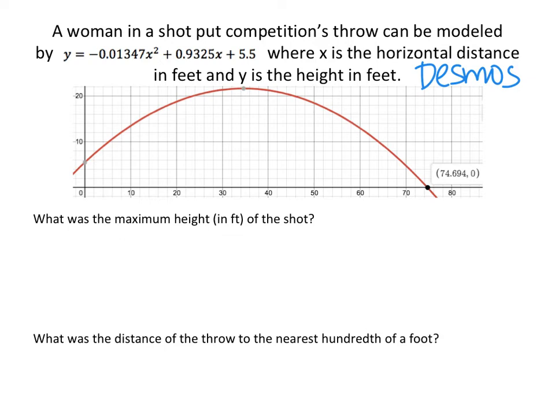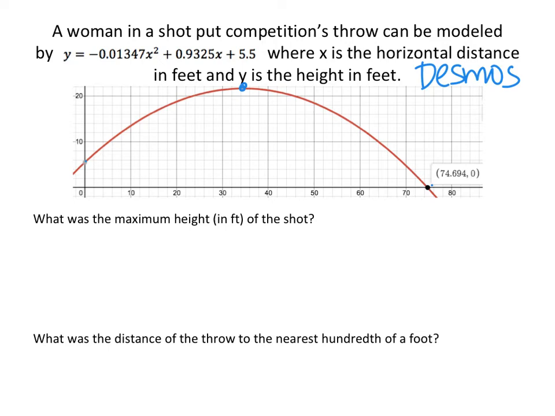You can always zoom in or out in order to see all the important points on your graph. Here I was able to click right on the edge, right on the very top, and right on the starting point to find my important points. Looking at the first question, what was the maximum height in feet of the shot? Again, I'm looking at the vertex, which is going to be right here.